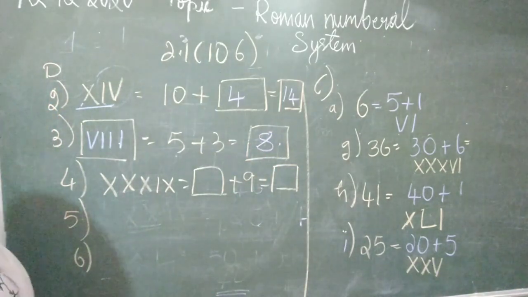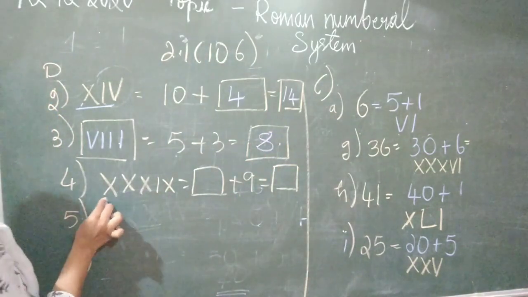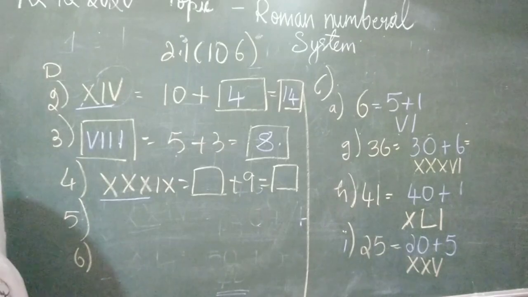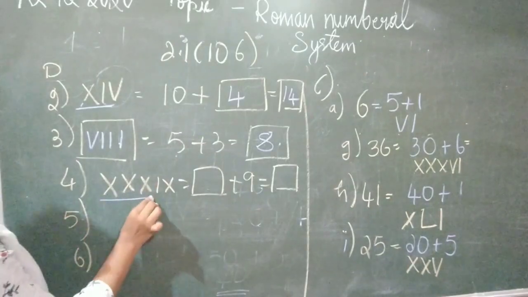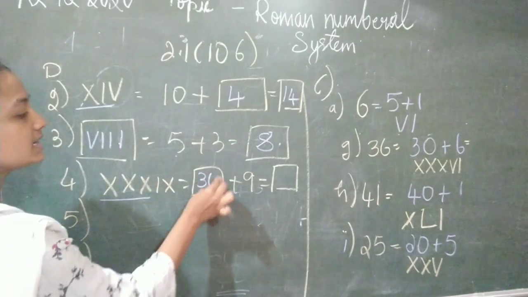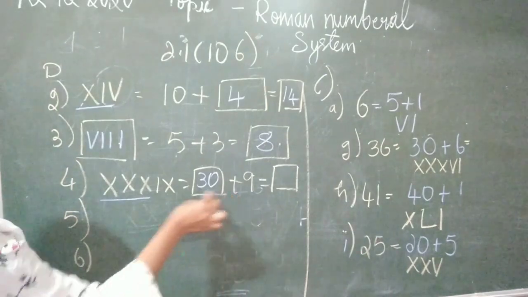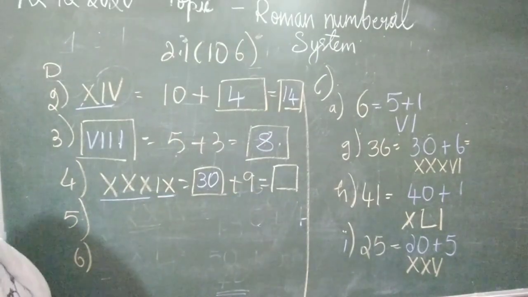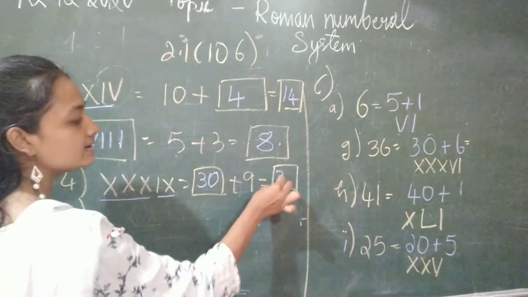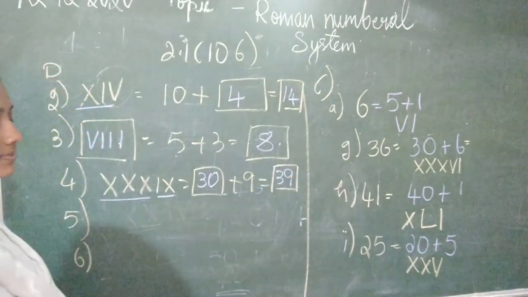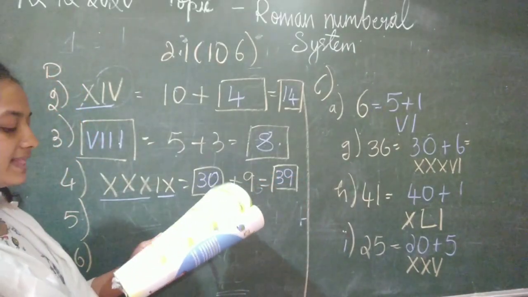Fourth one. I have 3 times X. That means 10 plus 10 plus 10. That is equal to 30. Plus, they have already given 9. What is 30 plus 9? 39. So I have given you the answers for 4.